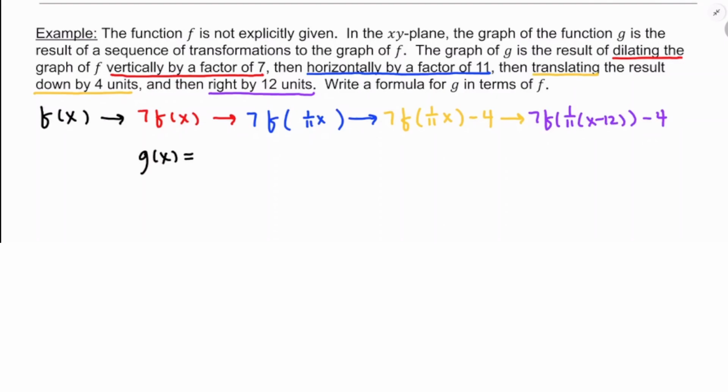And so after all those transforms, that's going to give us a formula for g of x in terms of f. So 7f of 1/11 of x minus 12 minus 4. And there we go. That was a lot of transforms. That was 4 of them.